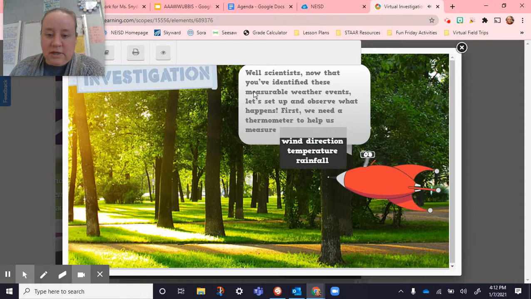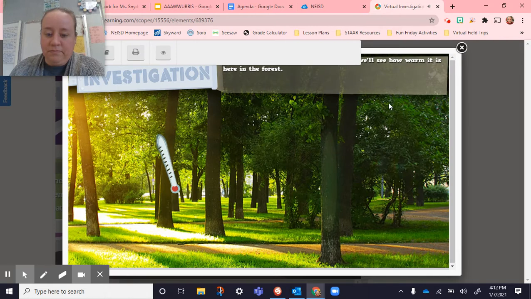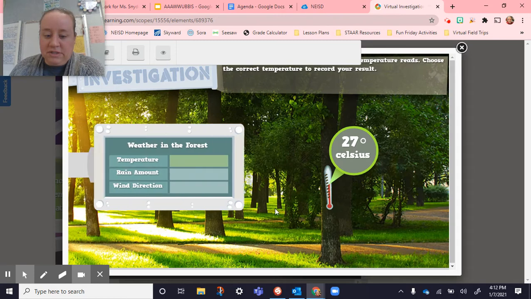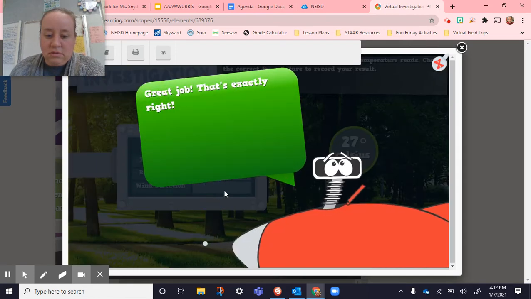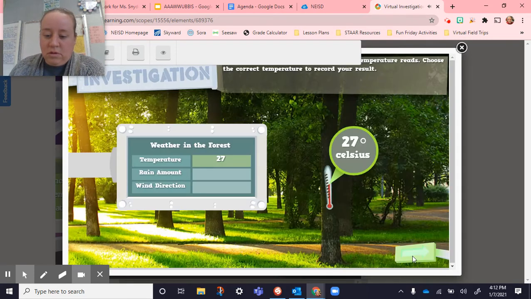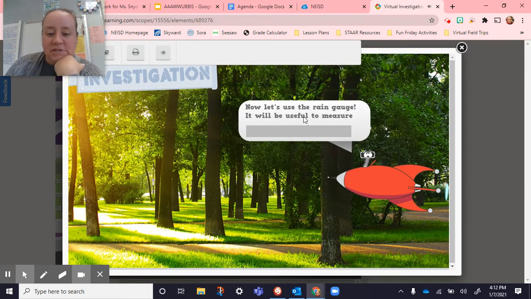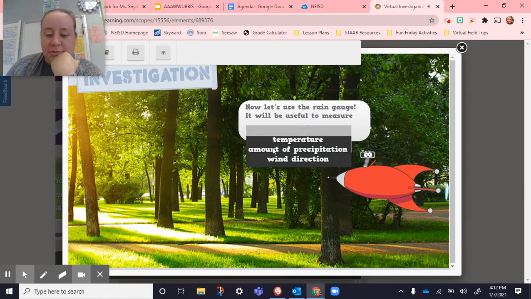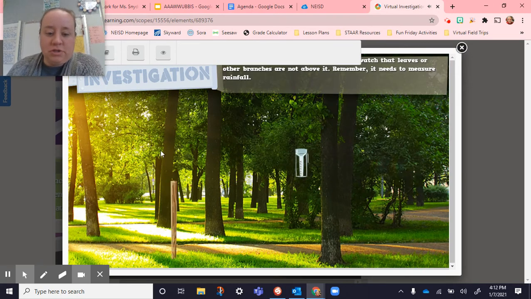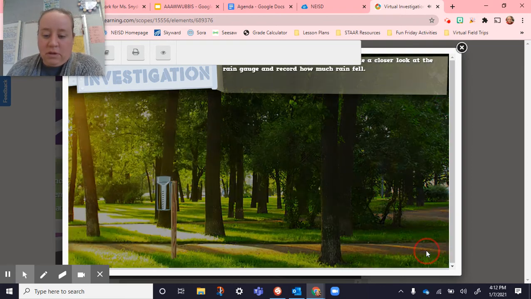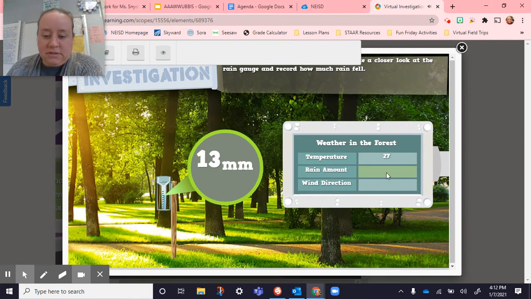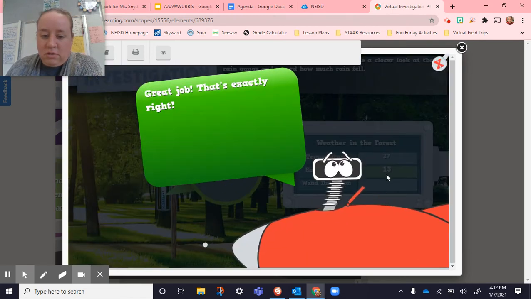So it says the thermometer is going to help us with the temperature. We're going to put the temperature here, measured at 27 degrees Celsius. Now let's use a rain gauge. We're going to measure the precipitation with a rain gauge because it measures the rainfall. So we're going to stick it out here in an open spot. And it rains, and we get 13 millimeters there for the rain.